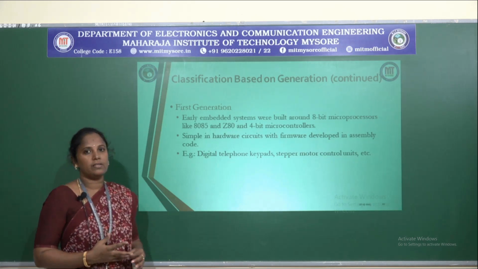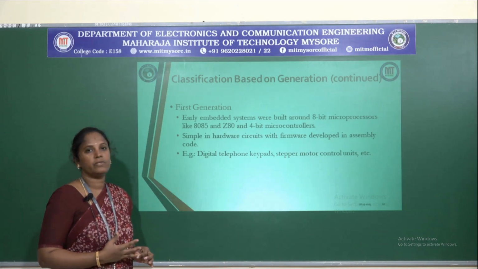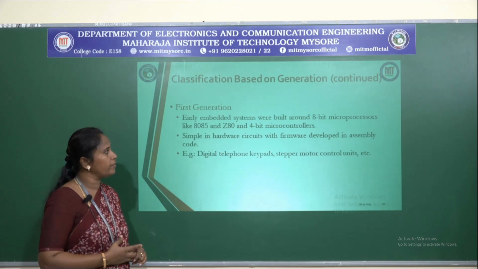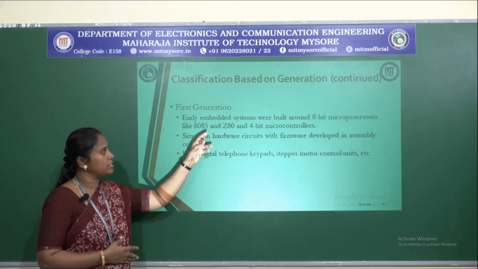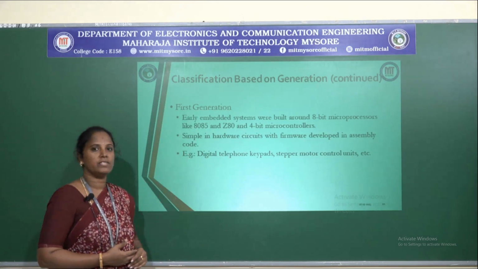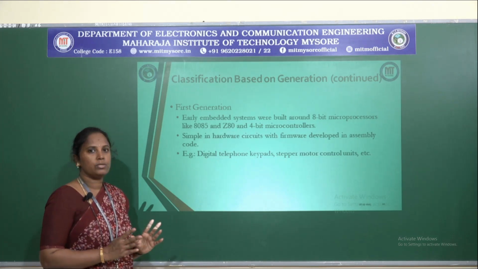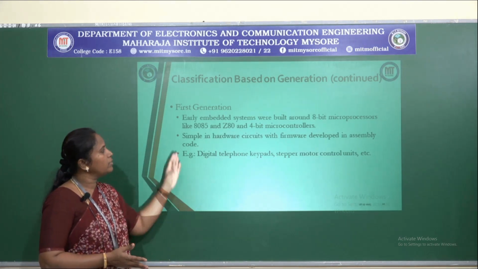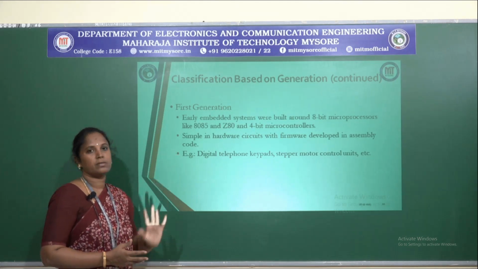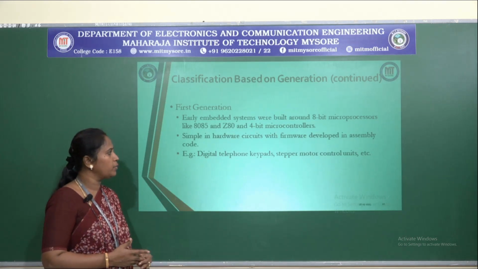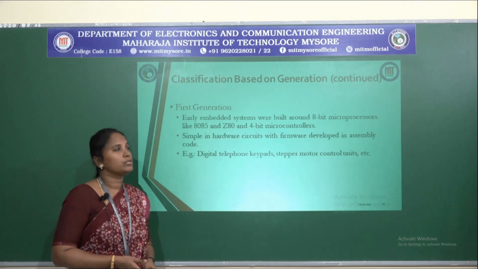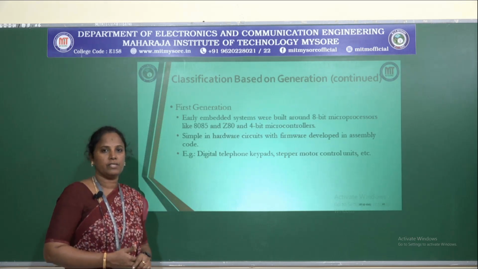So now in the case of first generation, we have embedded systems which are built just with 8-bit processors, that is microprocessors, that is 8085, and 4-bit microcontrollers, that is Z80. So these were the two controller as well as the processor which were used in your first generation. Now coming to the hardware requirement as well as the software, it was simple and not very complex, and the program was written in assembly code. For example, your digital telephone keypad, stepper motor control units. So these are the inventions of first generation.